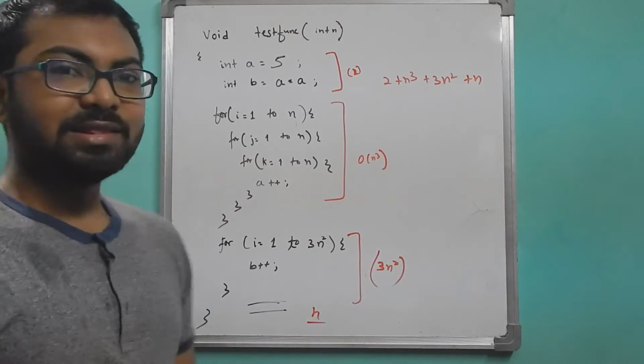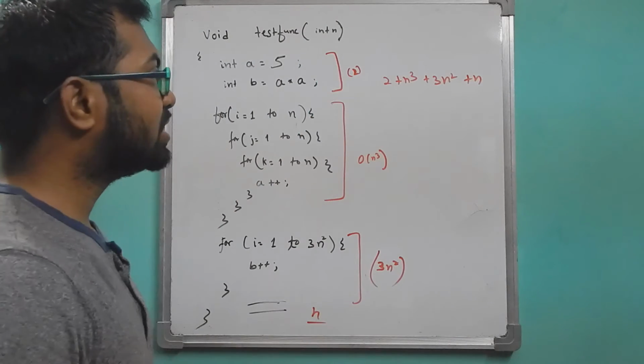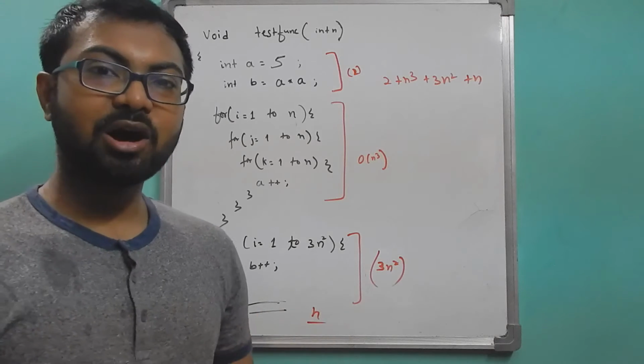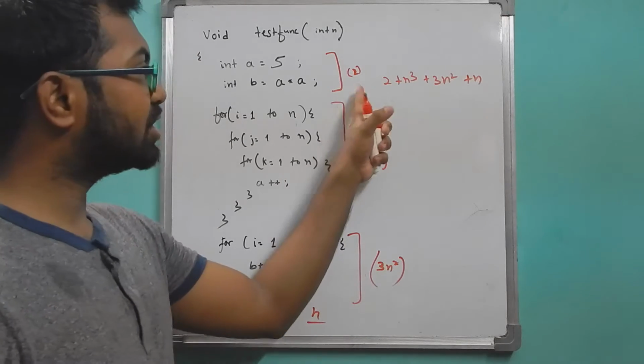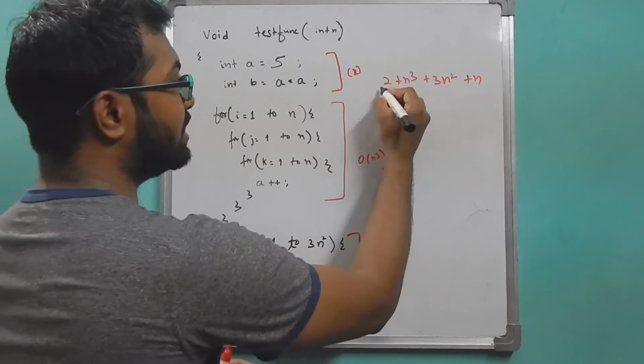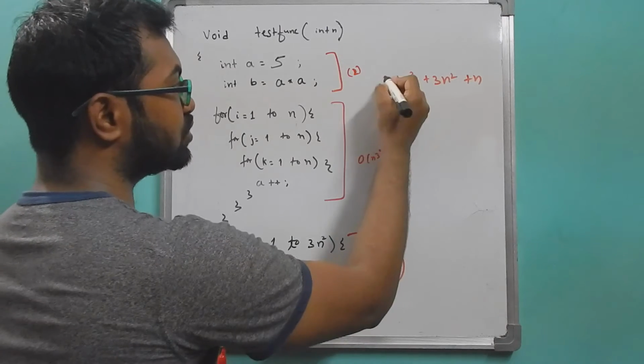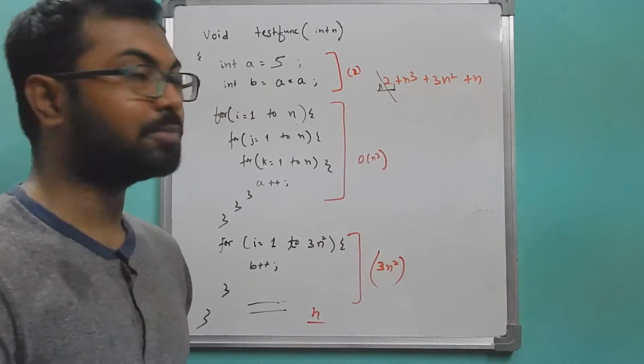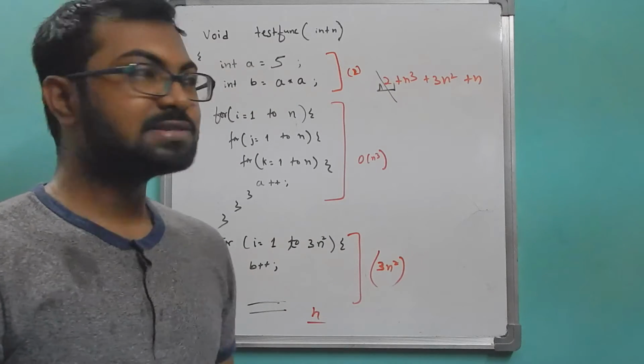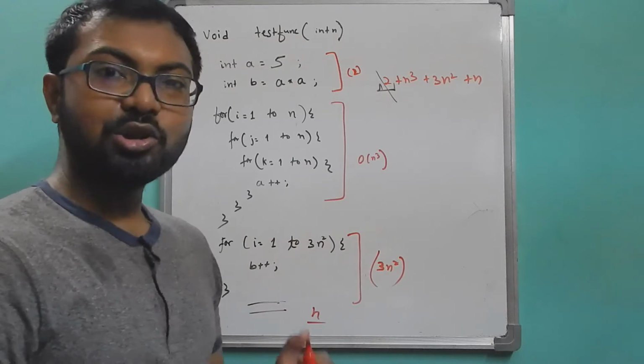Now let's try to recall the rules. The second rule was to drop all the constant multipliers. That means the constant multiplier is 2 here and we need to drop it off. So we just need to drop 2. Now second, we need to drop all the lower order terms.